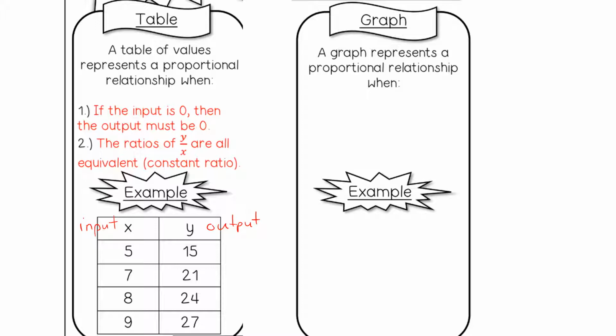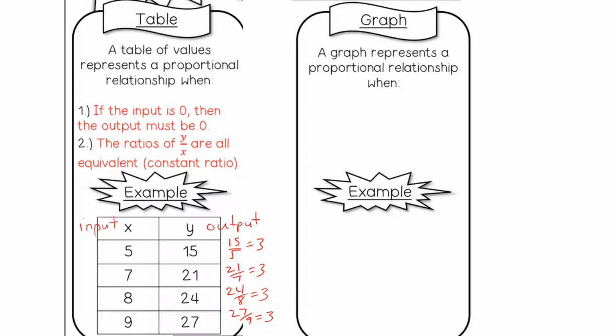So if you take the 15 over 5, that equals 3. 21 over 7, that's also equal to 3. 24 over 8 equals 3. And 27 over 9 equals 3. So there's that constant ratio.